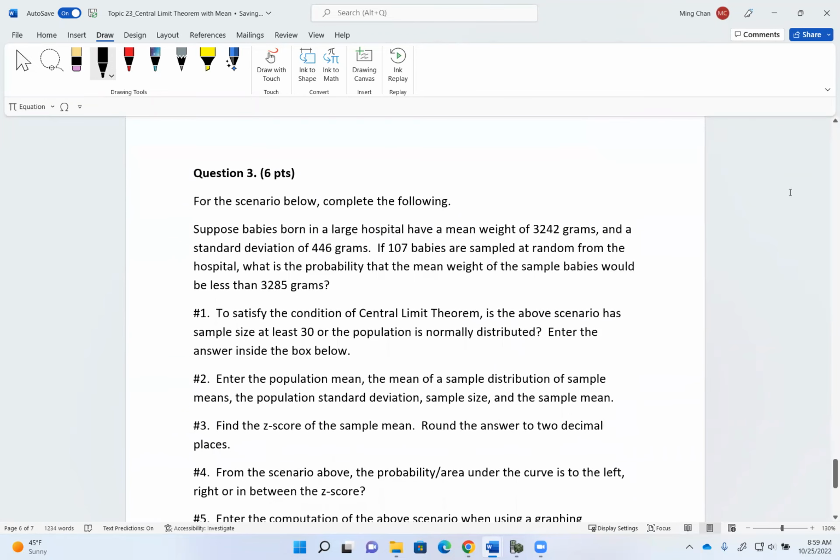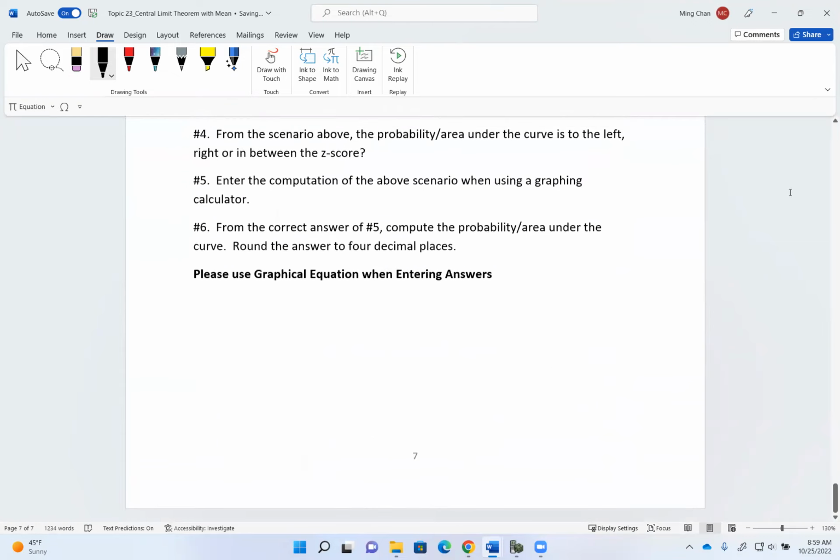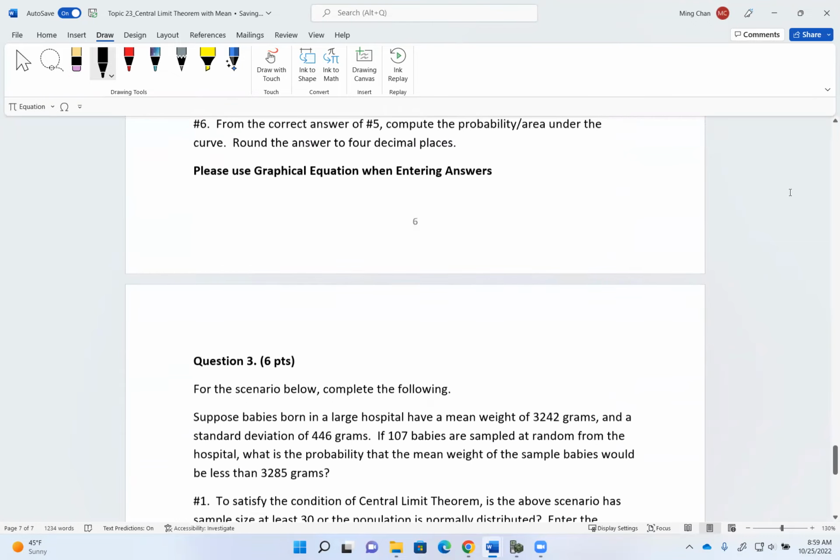This is a hospital question. Just 2 problems or just 3 questions here.